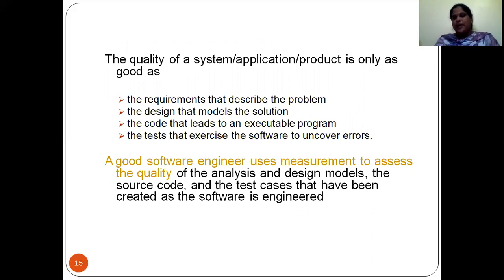If all of this is of very good quality, then the software product you are building will be of excellent, high quality. So, who is a good software engineer? One who can measure all these aspects, analyze, design the models, code perfectly, and test perfectly. Then finally, whatever software is built, it is engineered properly. This entire thing will be measured, and based on this measurement, you can say the person building the product is a good software engineer.